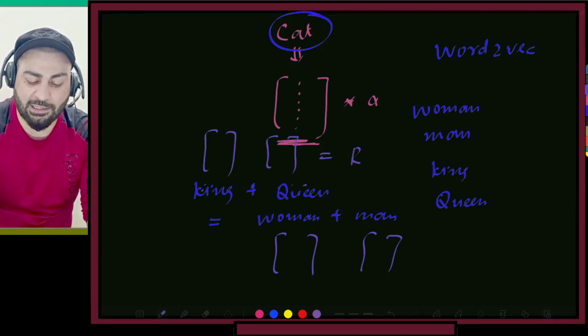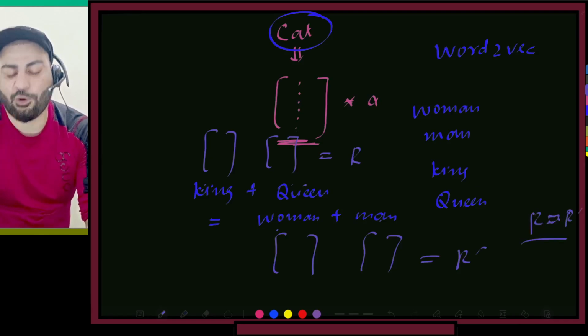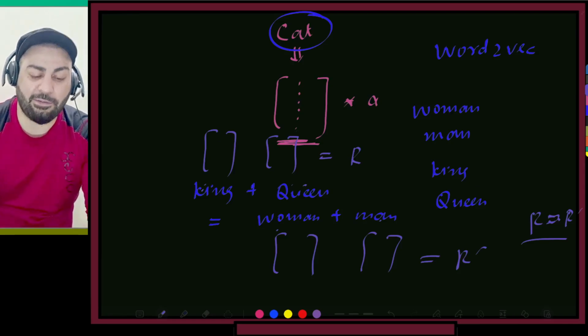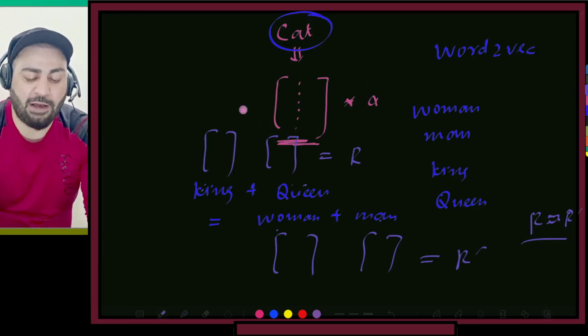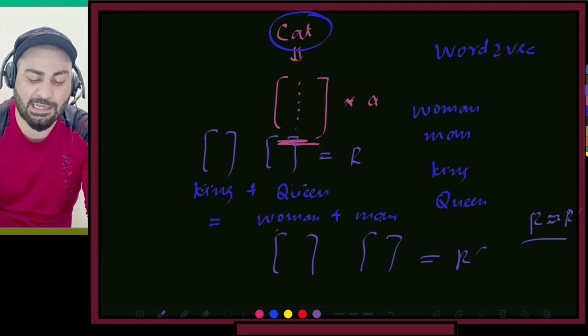Let's call that r, and woman plus man will give me some result. Let's call that r dash. You will see that r and r dash will be almost equal. So this shows you the power of these numbers. What I'm saying basically is, if you have these vectors, you can perform certain operations on them. This is a classical example of word to vec.